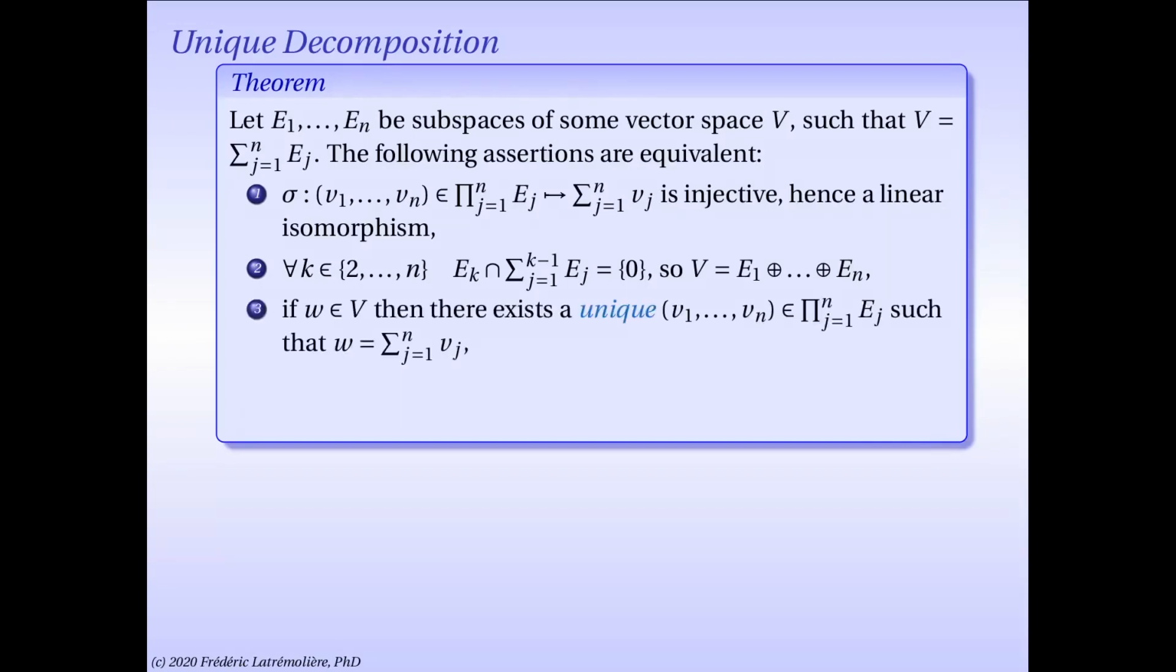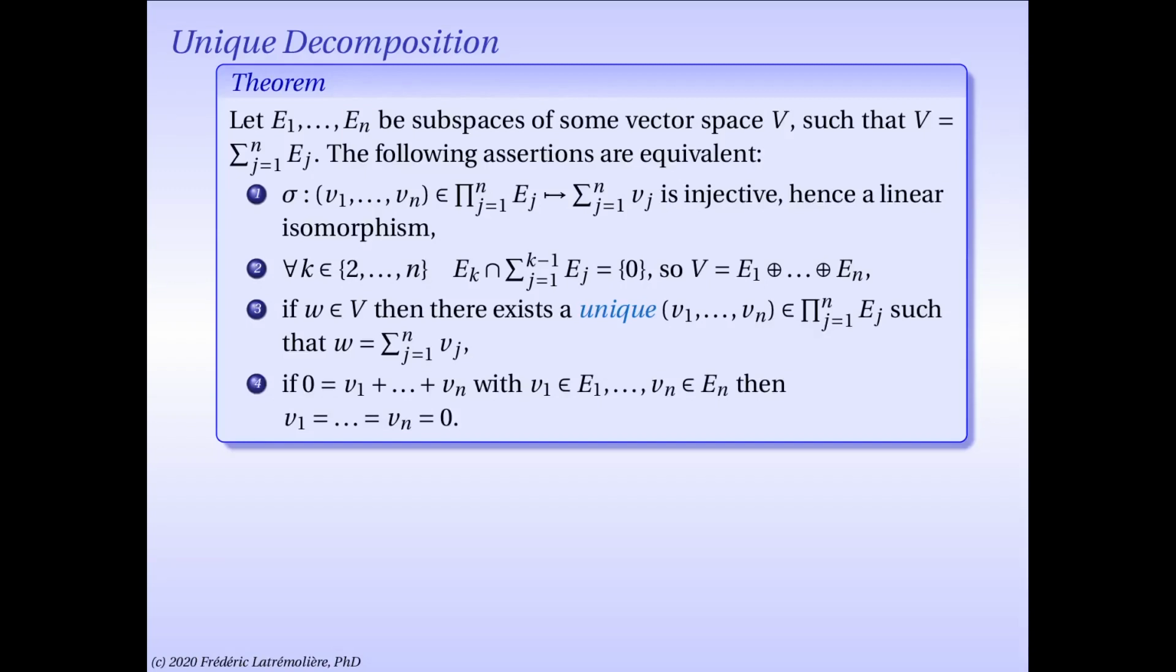Third, if omega is any vector, then there exists a unique n-tuple v1, v2, etc., vn with v1 in E1, v2 in E2, etc., vn in En, such that omega equals v1 plus v2 plus v3, etc. plus vn. I emphasize here, very important, that this is for a unique n-tuple.